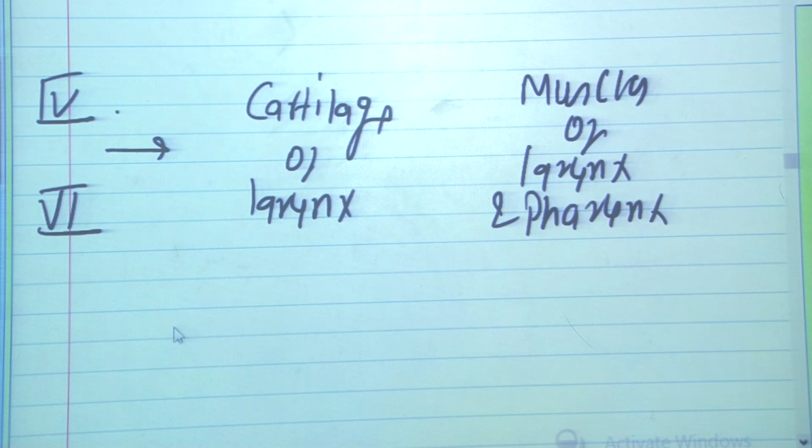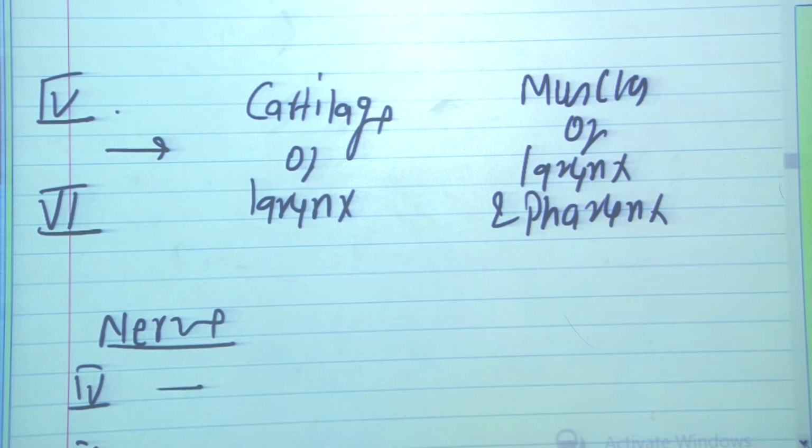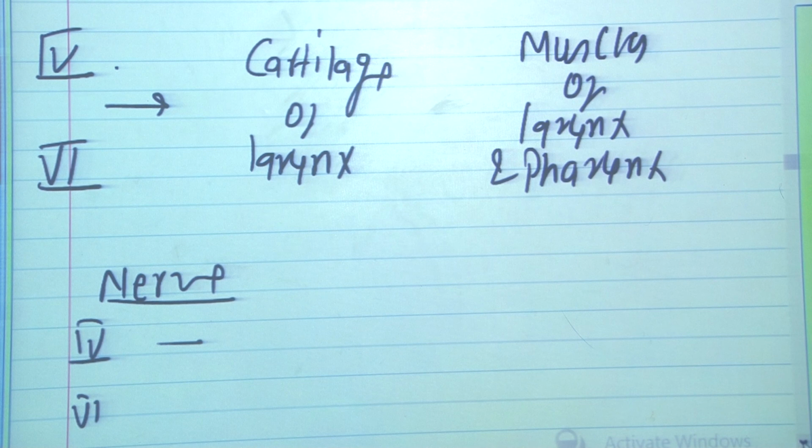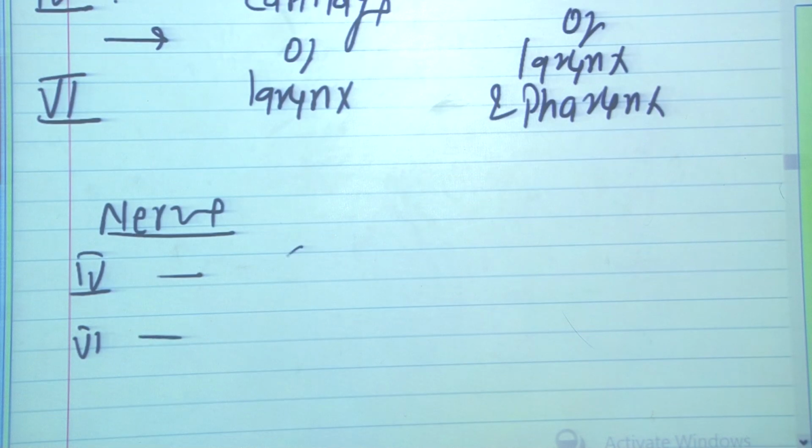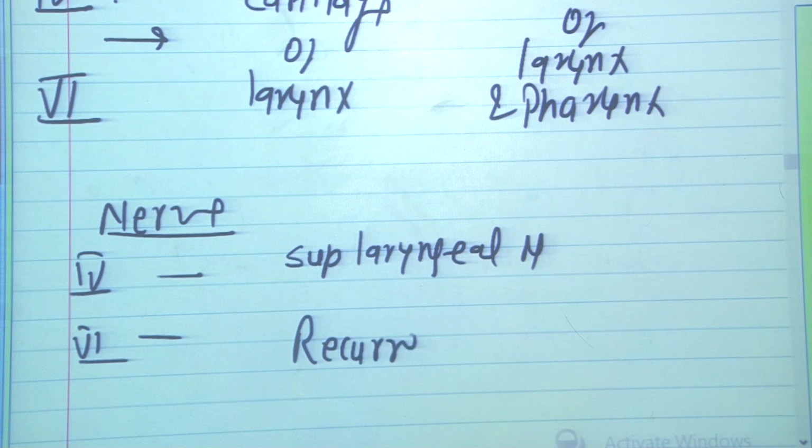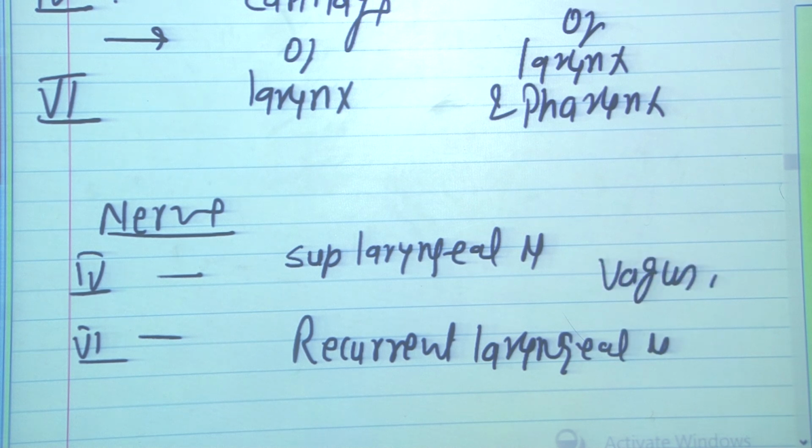What is the nerve? Writing here, which nerve develops from the fourth and the sixth arch. The fourth arch nerve is the superior laryngeal nerve, and the sixth arch nerve is recurrent laryngeal nerve. Both are the branches of vagus nerve, superior laryngeal nerve and recurrent laryngeal nerve.